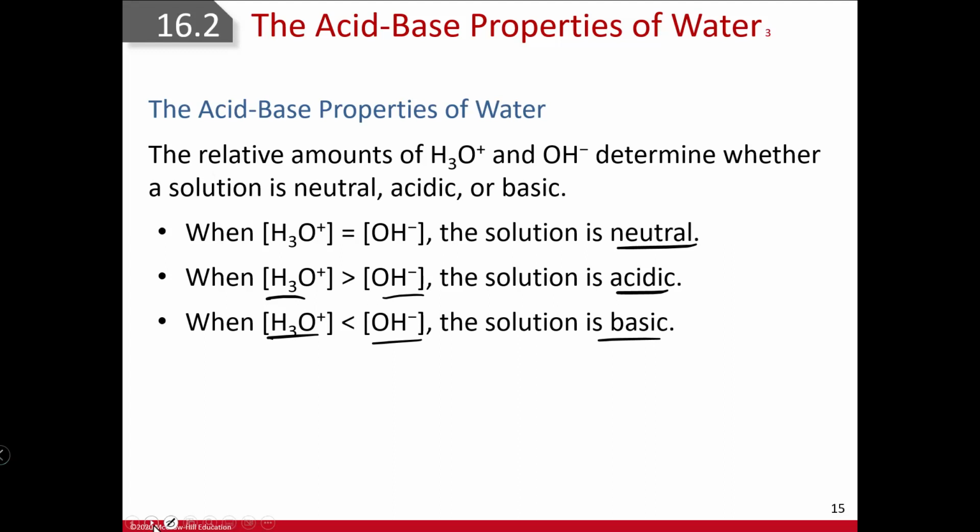What I want you to remember is at 25 degrees Celsius, when you multiply this number times this number, it has to equal 1 times 10 to the negative 14. So they're tied together here. If this one goes up, this one has to go down in order for it to equal 1 times 10 to the negative 14th when you multiply them. That's where we're going.